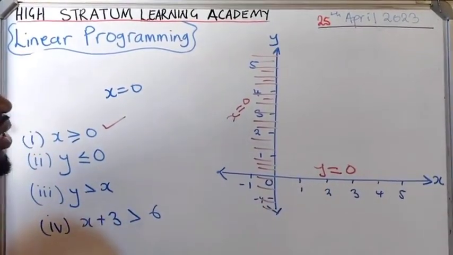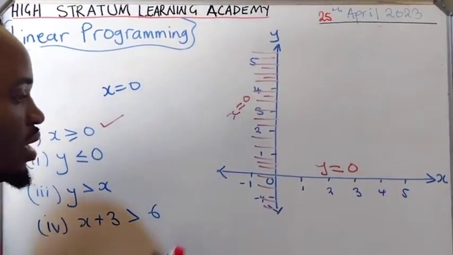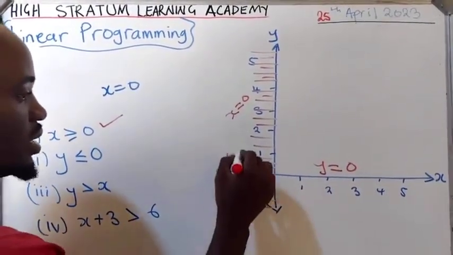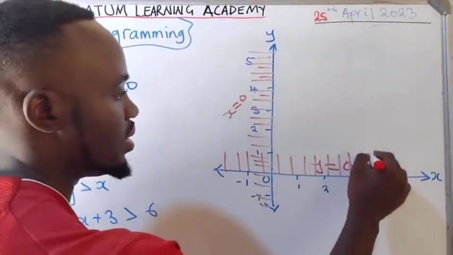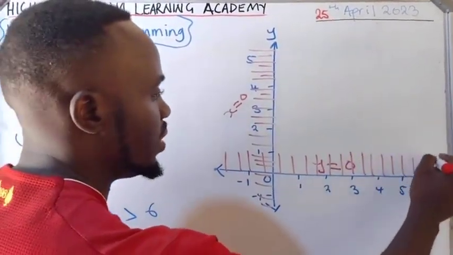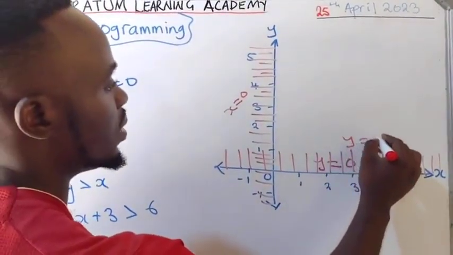Now, which one is the unwanted region? I've said we shade the opposite, the unwanted. So the unwanted region is this. We shade this. This is the region that we are going to shade. We have said this is y equal to 0.